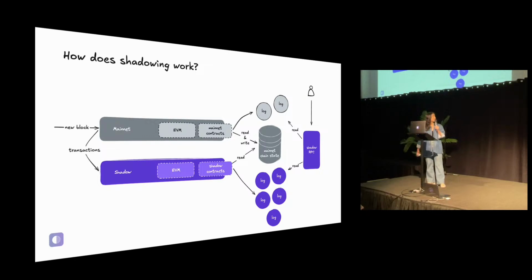So this off-chain environment is shadowing mainnet, right? It's re-executing the same mainnet transactions against the same mainnet state, but can output like 10x or 100x more logs, all without increasing the gas burden of your users.